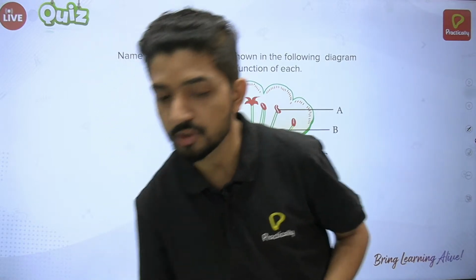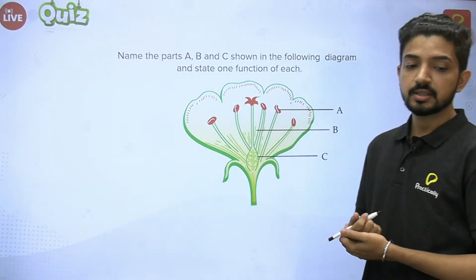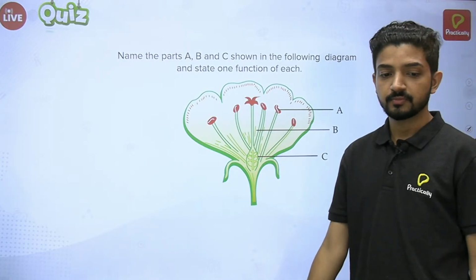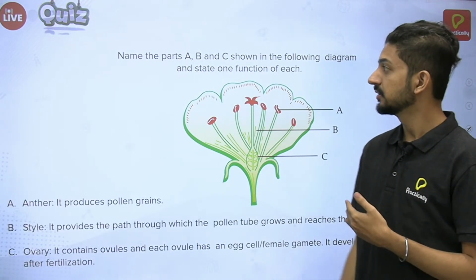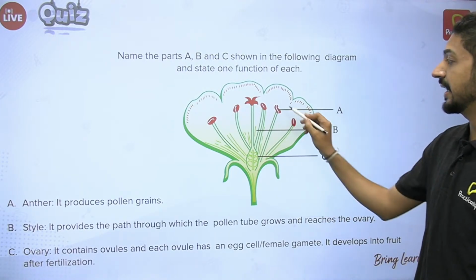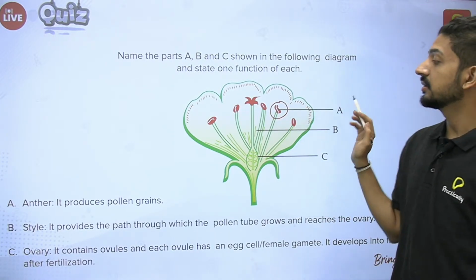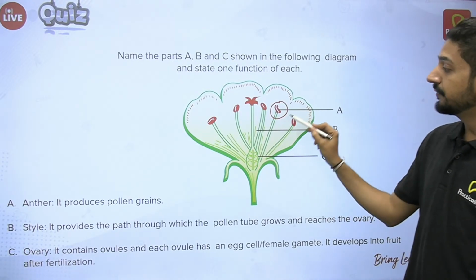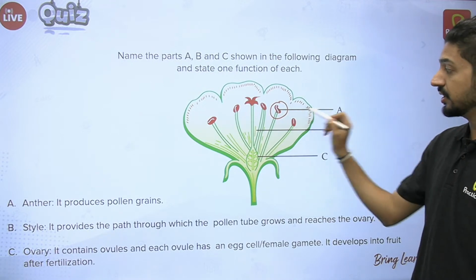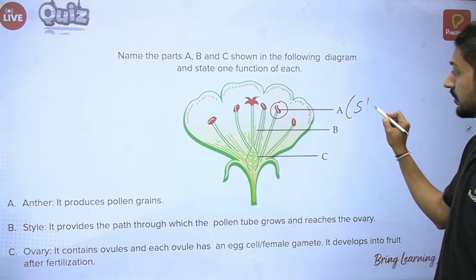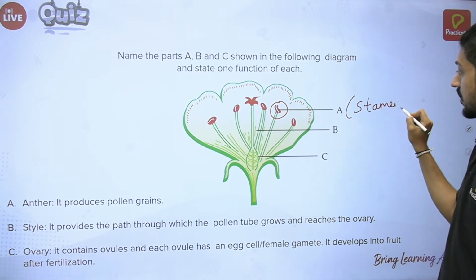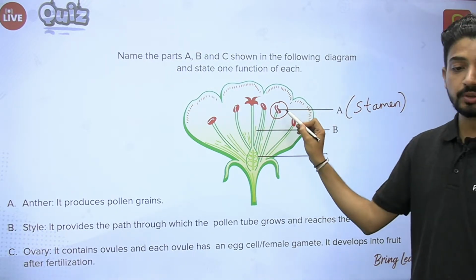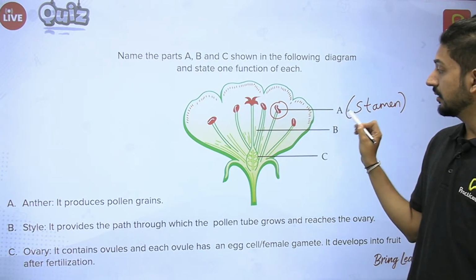So if you are watching, please try to answer this question. It's a very simple question. A, what is A over here? Okay, let's see. A is the anther. So remember, if they have pointed out only the upper part, if they would have pointed out the entire structure, then we would have written A as stamen. Because stamen consists of anther and filament, but they have pointed only A, that is the anther part.